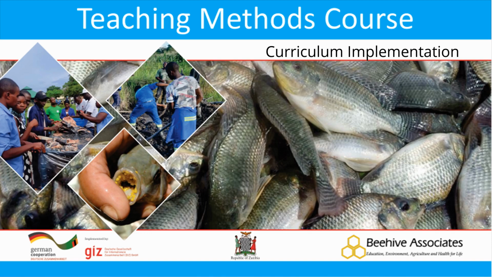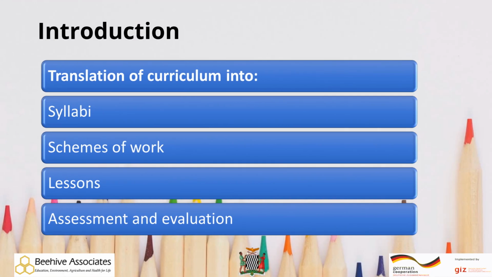Curriculum implementation. This module looks at curriculum implementation. Implementation refers to how the planned or officially designed course of study is translated by the teacher into syllabi, schemes of work, and lessons to be delivered to students. Curriculum implementation also includes the assessment of student progress and the adjustment of instructional strategies as necessary to ensure that students are meeting the learning objectives.